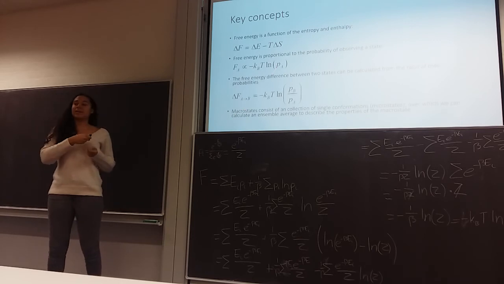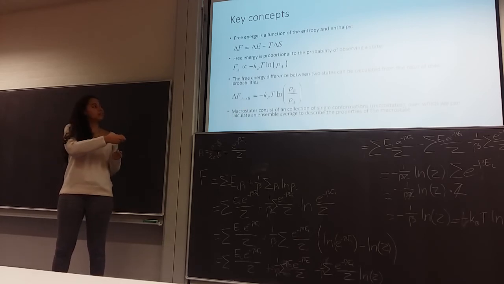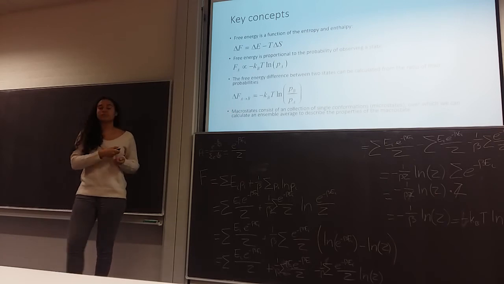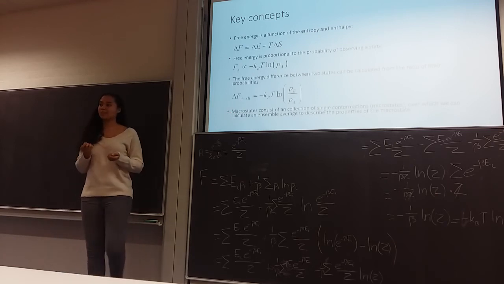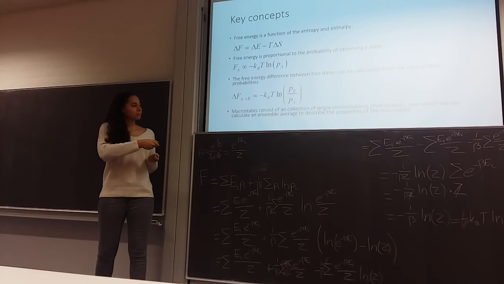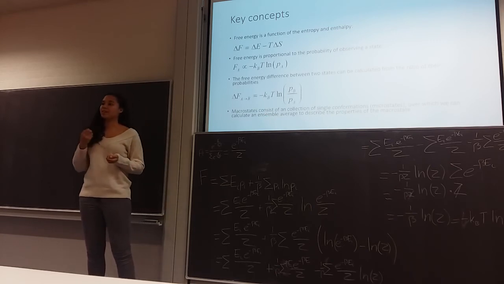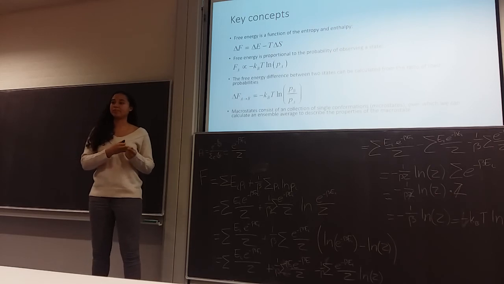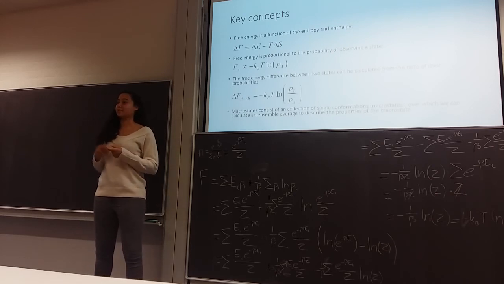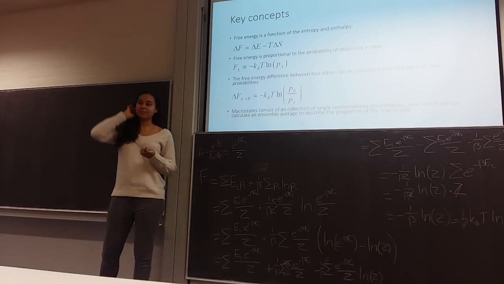And the second one is, we have these macrostates, state A, state B, and they consist of a collection of single conformations, which are the microstates of your system, and over which we can calculate these ensemble averages to calculate general properties of our state, like the entropy. So that's the first part of the lecture.